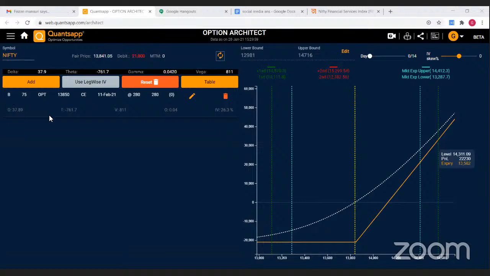strategy details. Below that are the option Greeks, for that particular leg: delta, theta, vega, gamma and IV. And above that you might have noticed again you can see the delta, theta, vega and gamma.